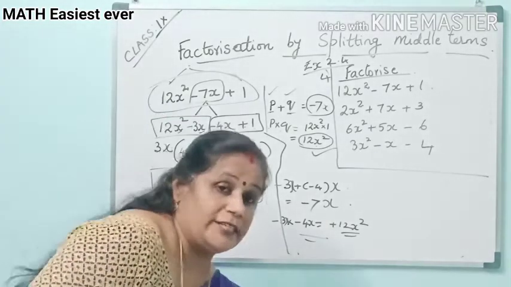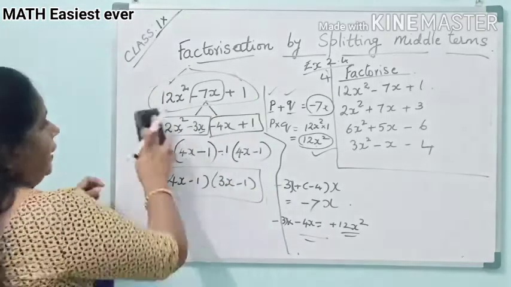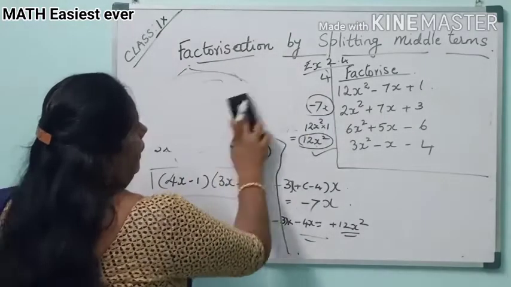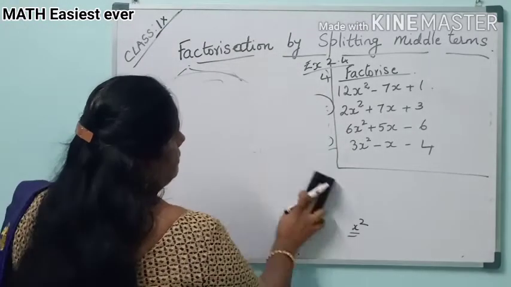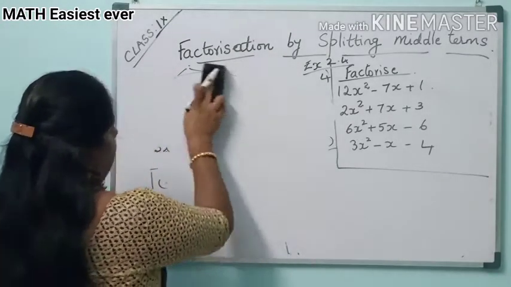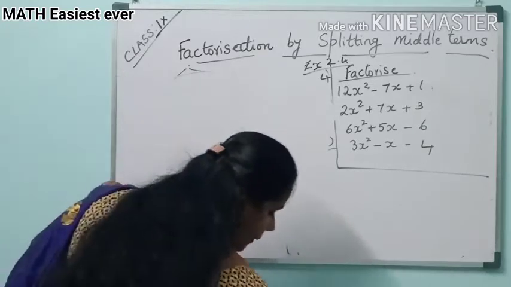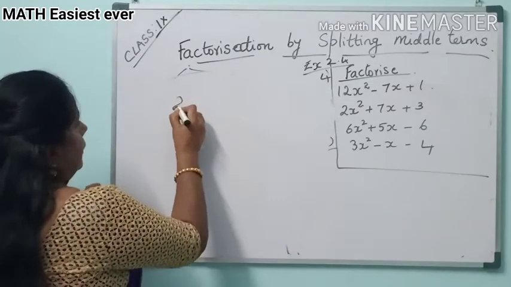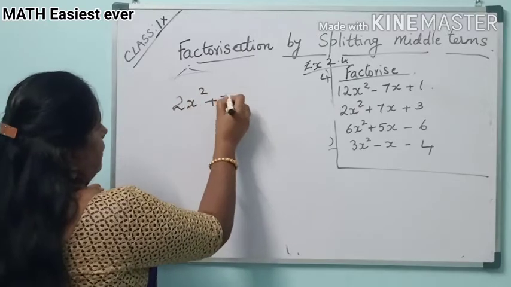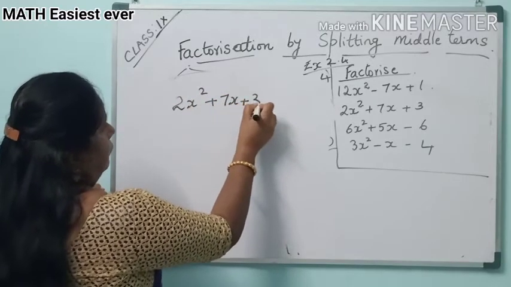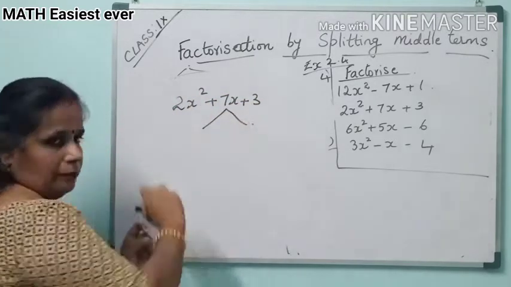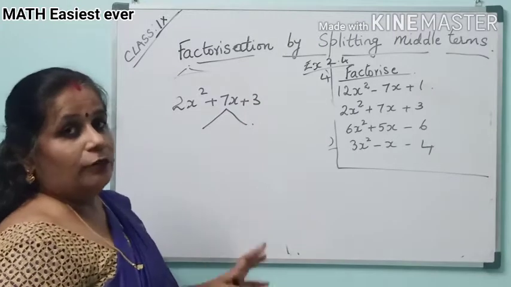Let us do 2, 3 sums so it will be clear for you. Let's go for the next sum. 2x square plus 7x plus 3. That is your next question. What did I tell you? We are going to split the middle term and find out the factors.